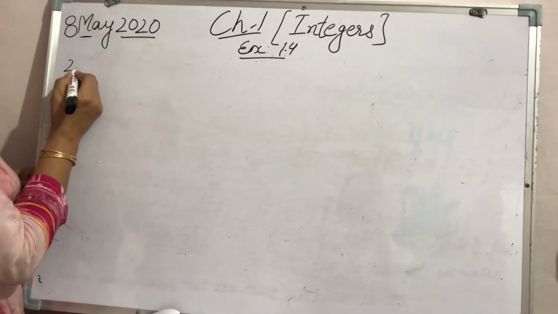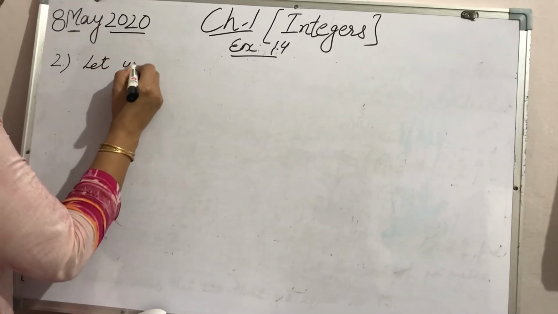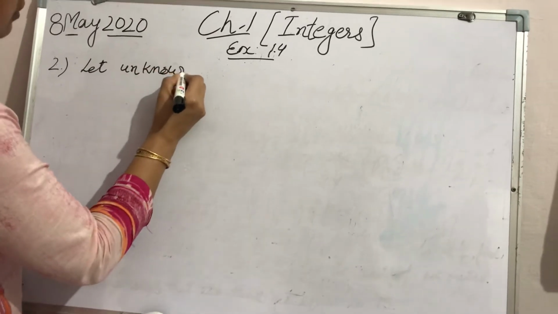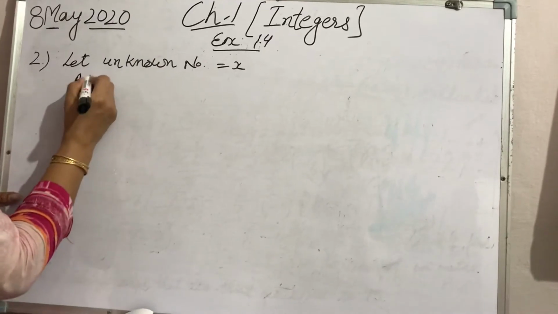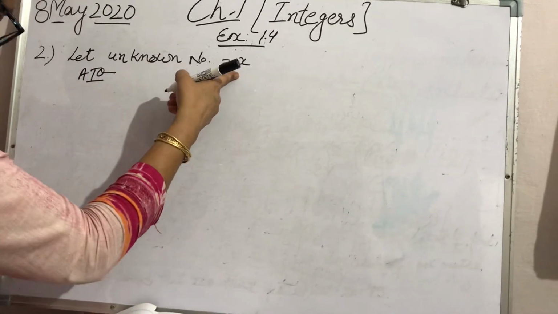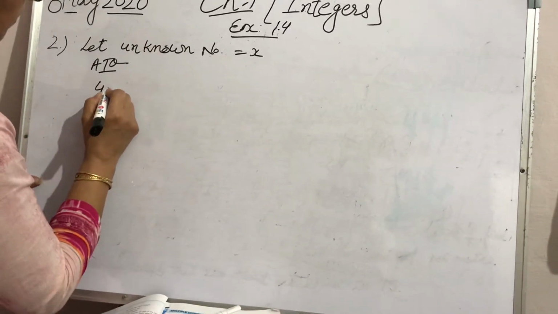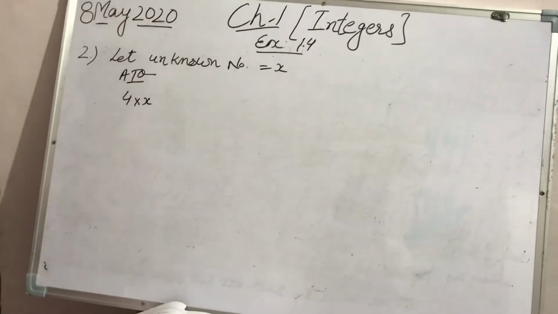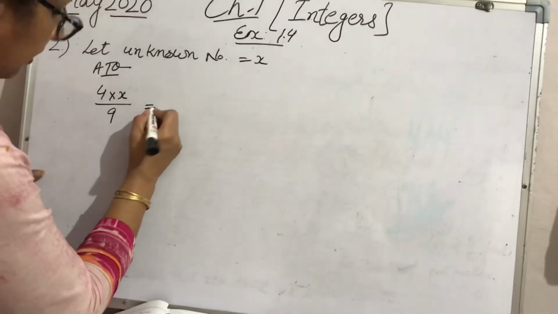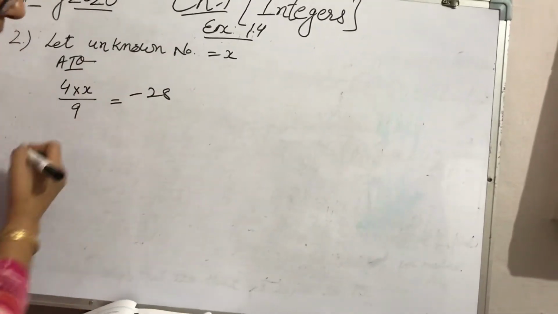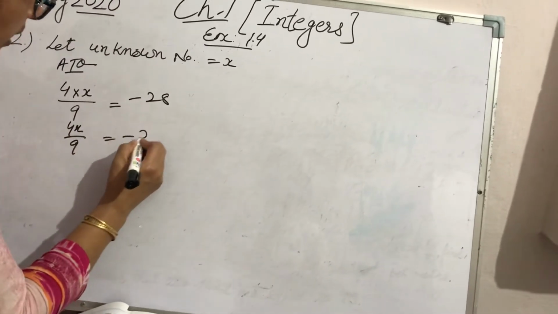So in question number 2, again we have to let the unknown number which we have to find be x. So according to the question, this number will be multiplied by 4. So 4 multiplied by x, then the same product will be divided by 9 and it becomes minus 28. So very simple, 4x upon 9 is equal to minus 28.